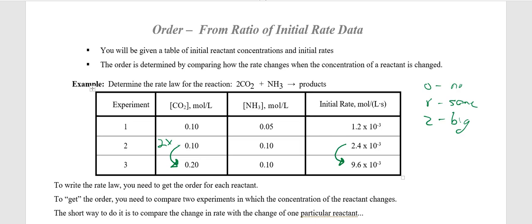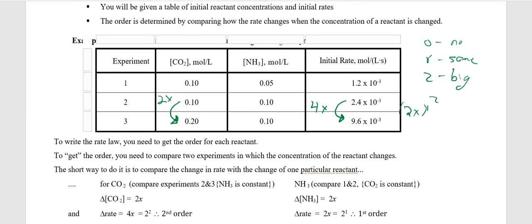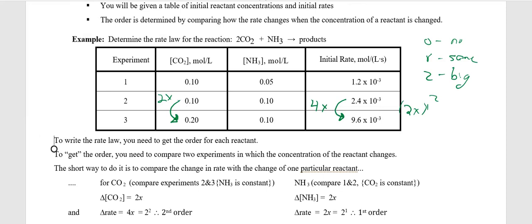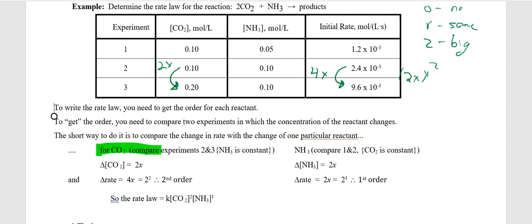But realistically, this is a factor of 4. So the concentration is doubled and the rate goes up by a factor of 4. That's second order. It looks like the 2 times thing squared. So that's where the second order comes in. We would say that the order of CO2 is second. And that's kind of like what I said right down here. For CO2, we're going to compare those two experiments. Concentration of CO2 doubles. The rate is 2 to the second, so that's second order.